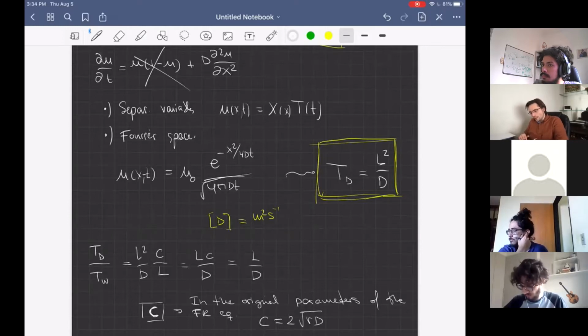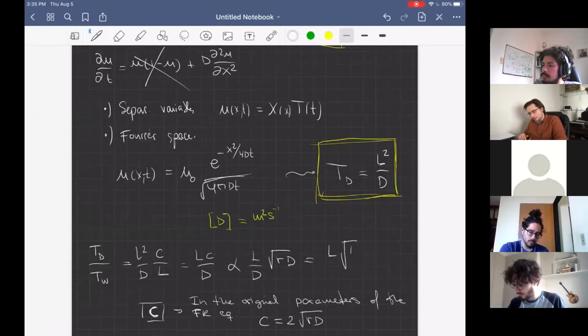So anyway, what I can do now is, and I will get rid of the 2 and I will use a proportionality. Here I get this, and basically I get this.